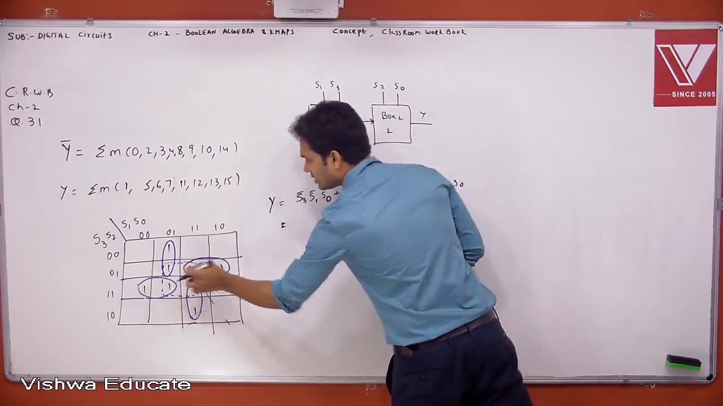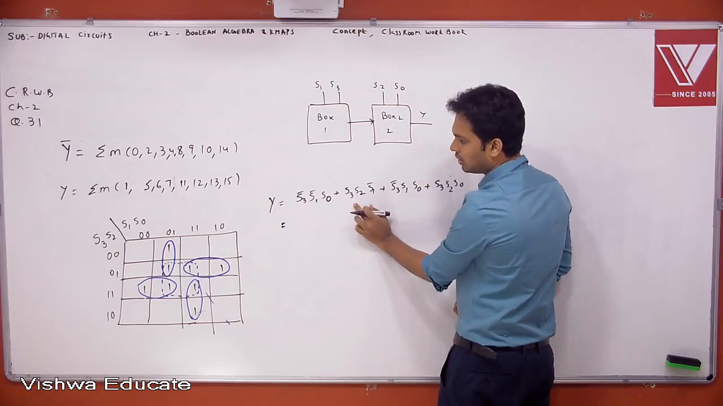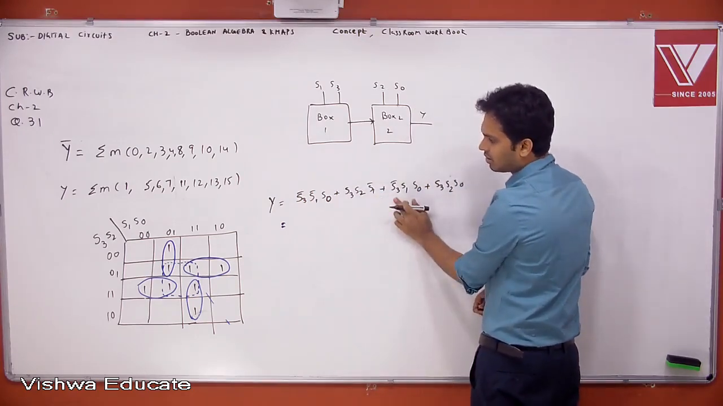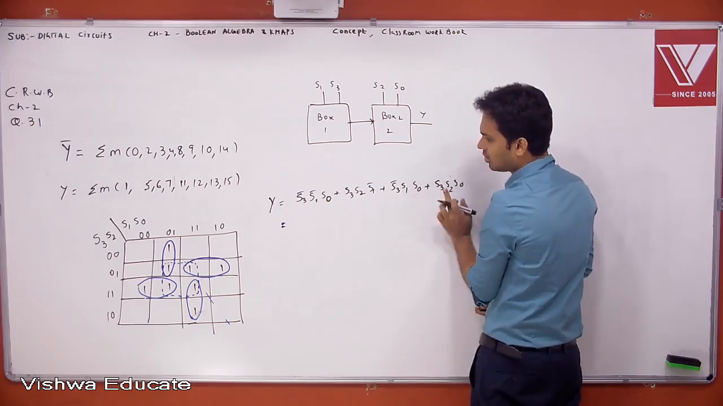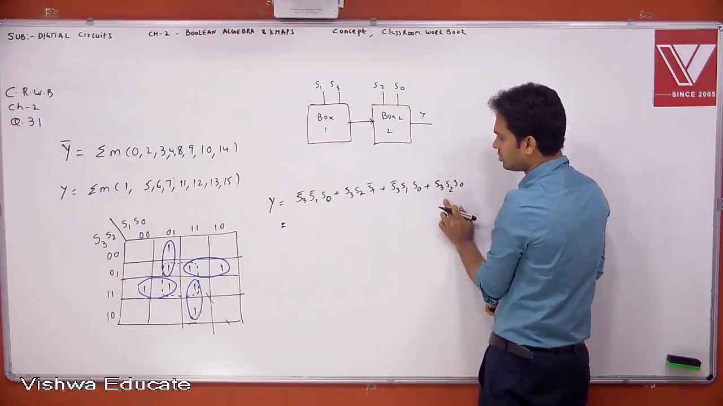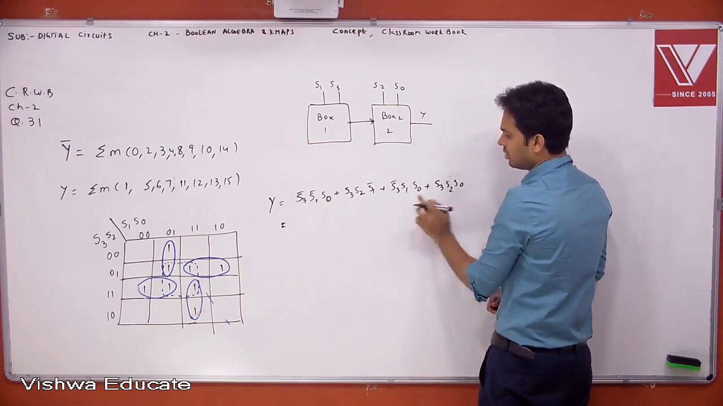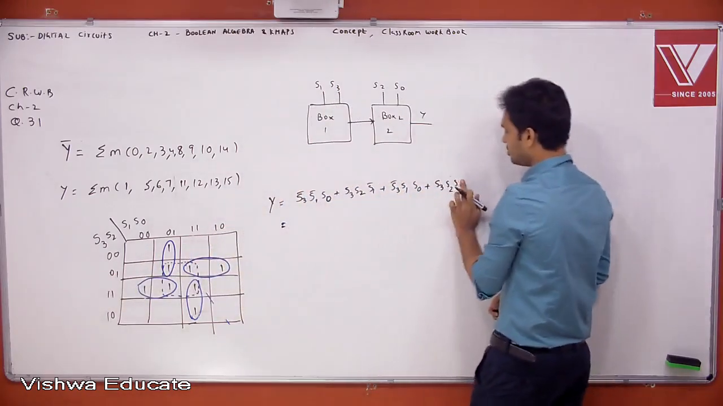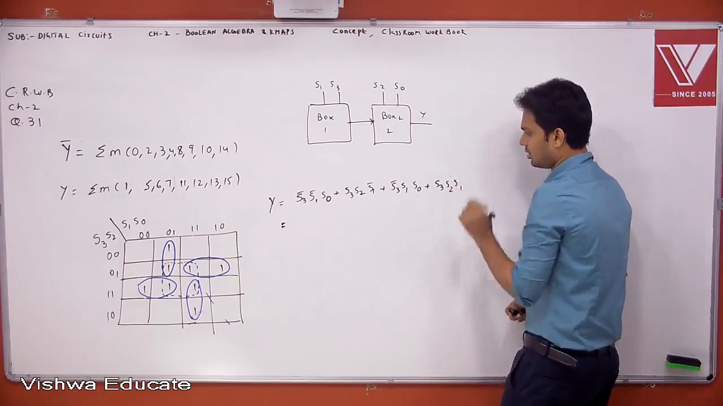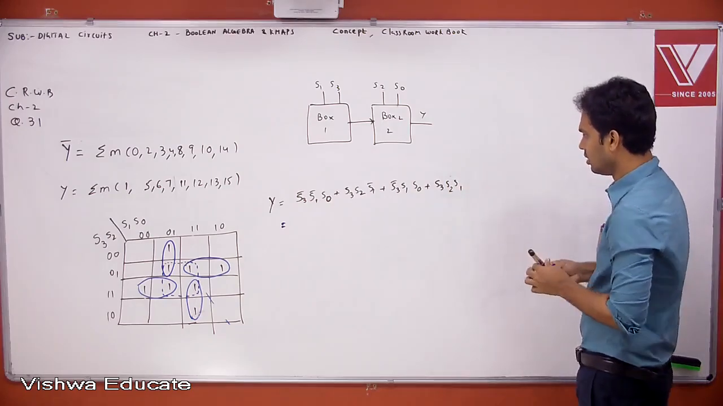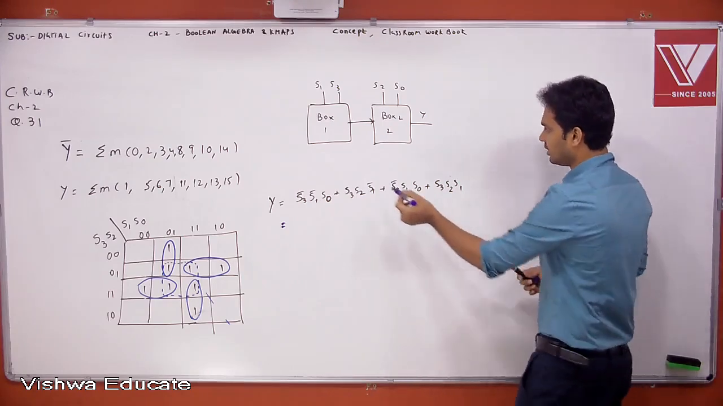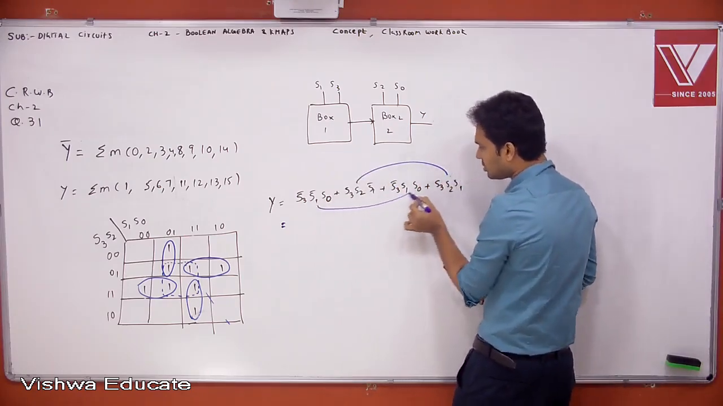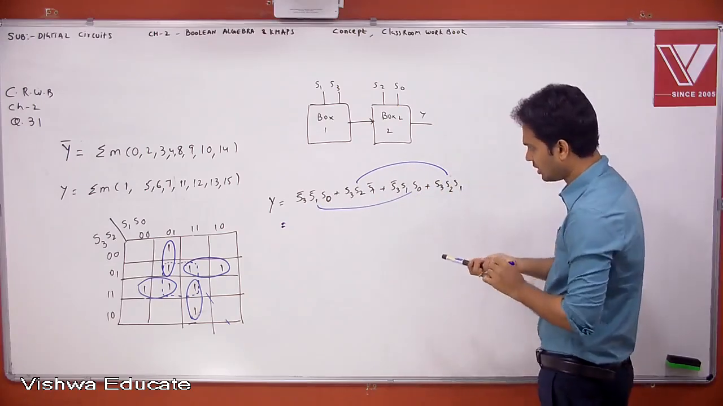Next S3 into S2 into S1 bar. Next S3 bar S1 S0. Lastly S3 bar S2 and this pair S3 bar S2. Here 1 is common in both. So what is this? S1. Now let me take in these two S2 common and in these two S0 common.